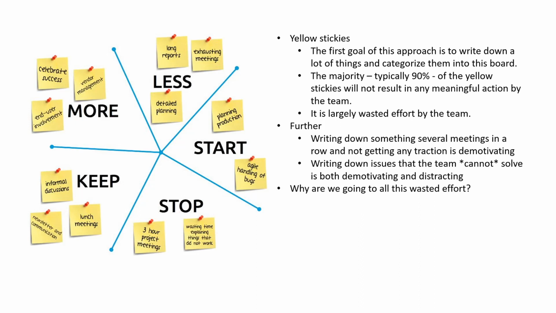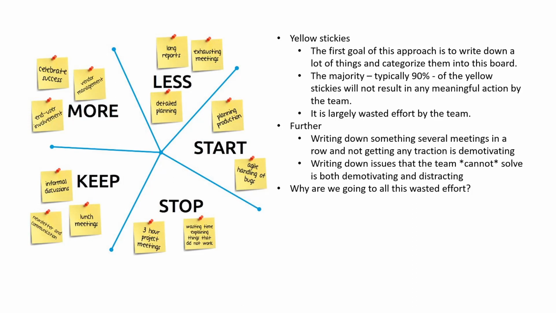So my overall question is, why are we going to all this wasted effort? Why are we writing lots of things down that we know we'll never do? Why do we have a structure that demotivates the people that we really want to motivate more to engage? And why do we have a structure that focuses us on things that we actually cannot change? At least we can't change directly as a team. Maybe we can work on our relationships longer term, but this isn't something that the people in the room can actually fix. So this has all been really confusing for me.